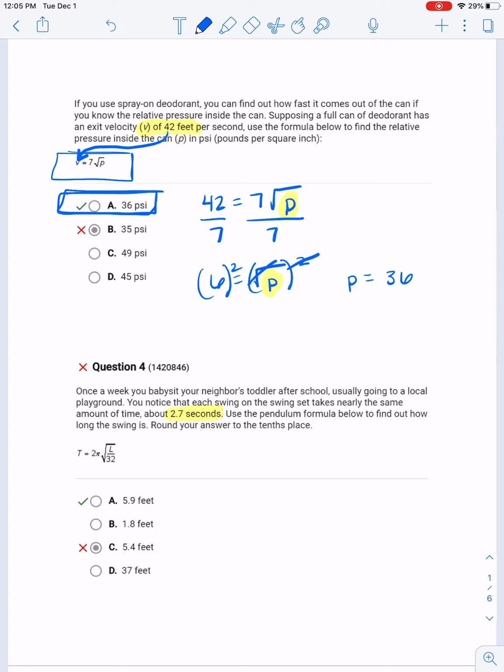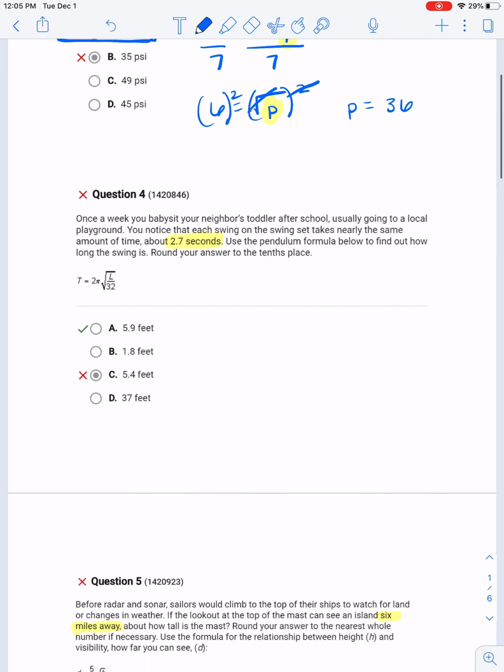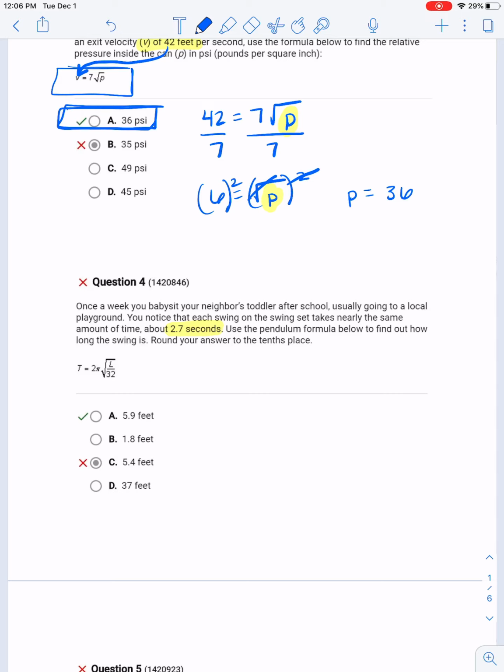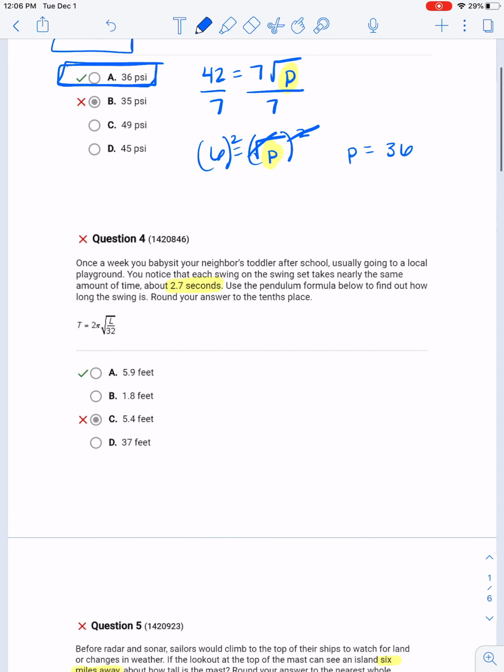Okay, and that's it. So you'll find as we go through this, it's all the same. You have a radical or like a square root or a cube root of some sort in your equation that you're trying to isolate and get the variable inside the square root or the radical by itself, okay? All right, so the next one.